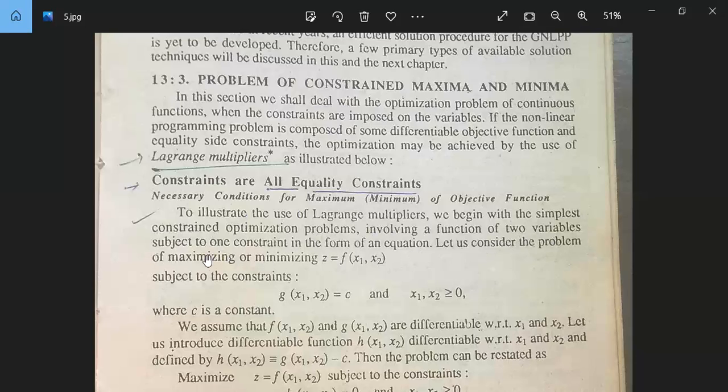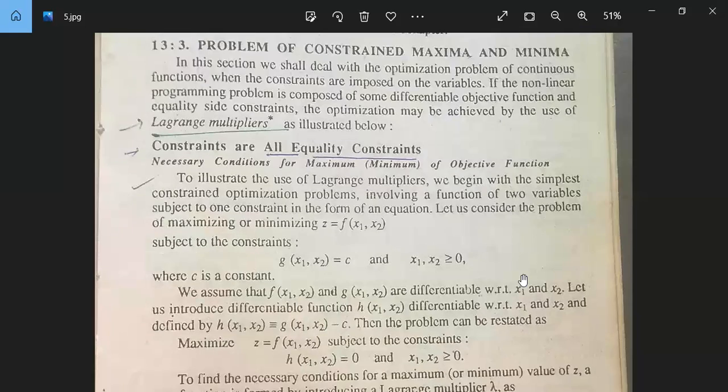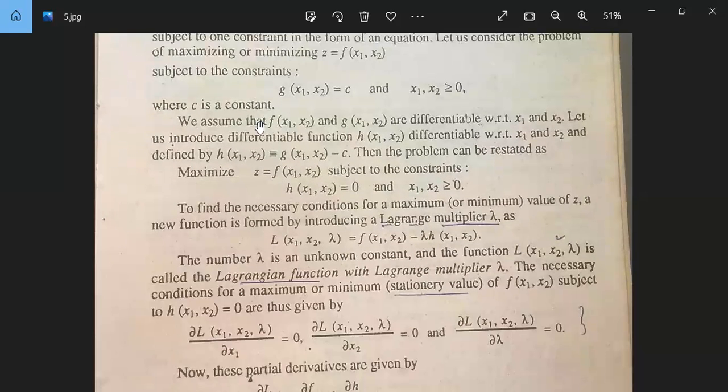Let us consider the problem of maximizing or minimizing z equal to f(x1, x2), a function with two variables, subject to the constraint g(x1, x2) is equal to c. There is one constraint, and it is an equality constraint. And x1, x2 greater than or equal to 0, where c is a constant. We assume that f(x1, x2) and g(x1, x2) are differentiable with respect to x1 and x2.